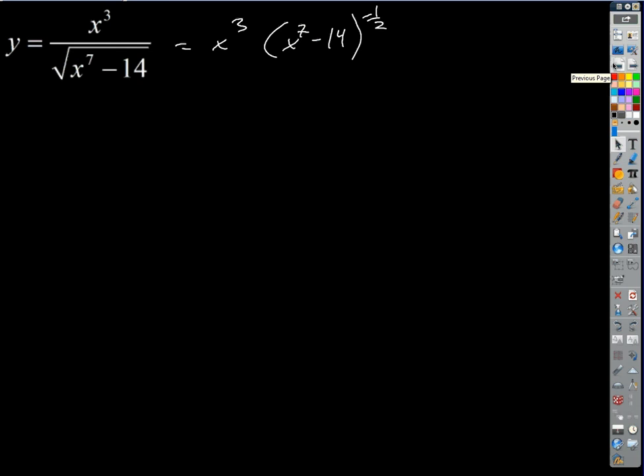All right, so we've got a product rule issue here. So y prime equals, by the product rule, x cubed times, now we've got a chain rule, outermost layer is power, right? The quantity to the negative 1/2. So the derivative of the quantity to the negative 1/2 is negative 1/2 times the quantity to the, what power? Negative 3/2. Negative 1/2 minus 1 would be negative 3/2, right? Yes. Okay.